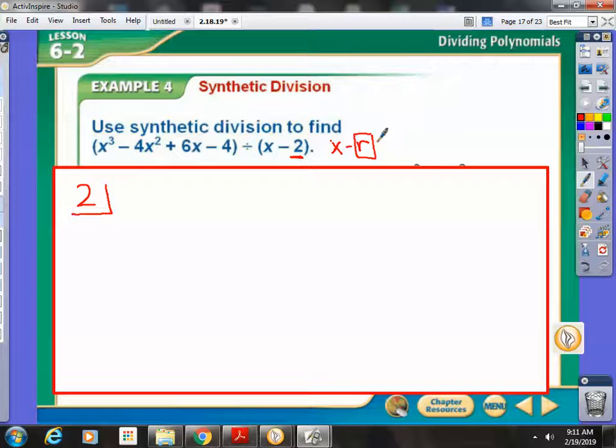So what if this had been x plus 2? What would I put in the box? Negative 2. Okay, this is minus a negative. We'll look at that in a second. But I'm putting r in that box. I've got 2. That's the first step.